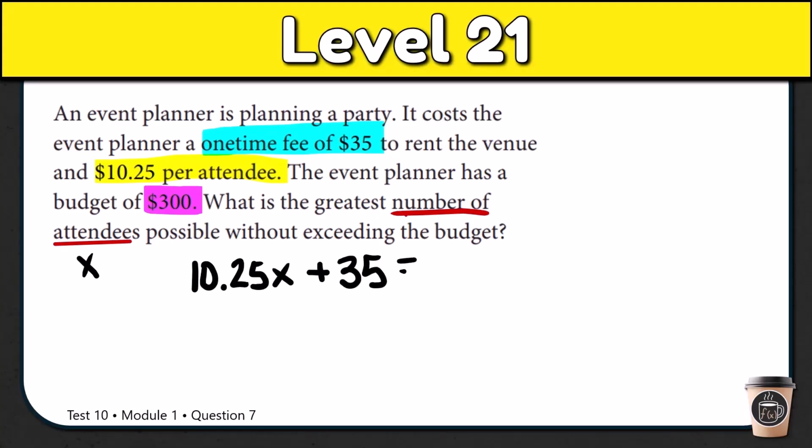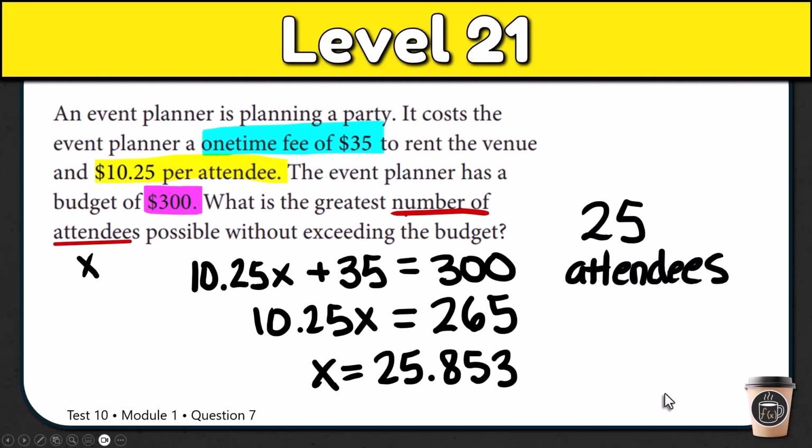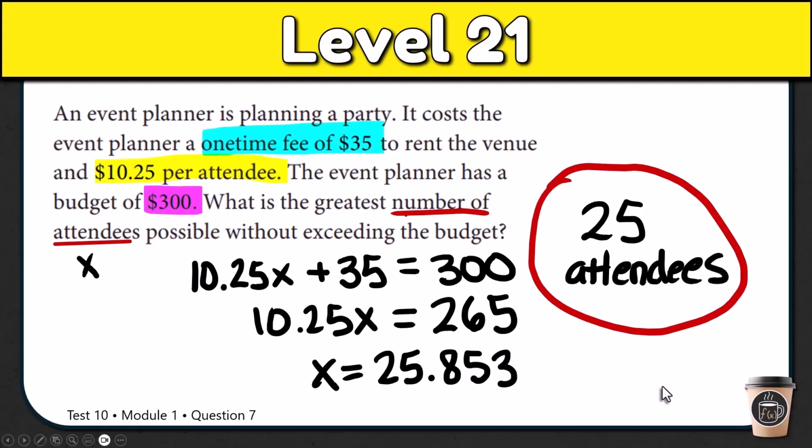So I take that x times 10.25 that I'll have to pay for each one, plus the 35 I have to pay up front. And I set it equal to 300, although technically I think this is an inequality, but you're going to get the number anyway, so I'm going with it. I get x equals 25.853. So that's the most number of people I can invite, and I don't think 0.853 is going to work as a whole person. So my answer is going to be 25 attendees.